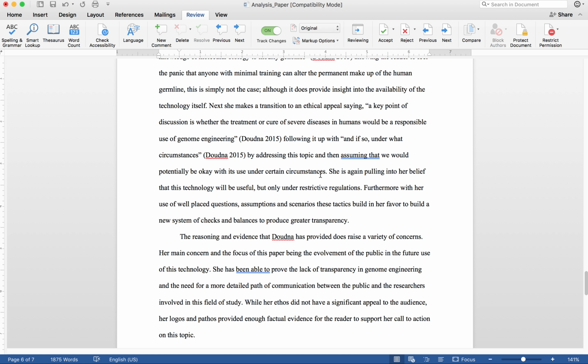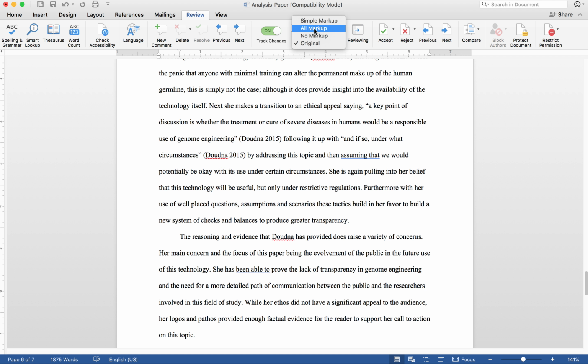So if we go back to the original, and if so, under what circumstances, then there's some a key point of this discussion is whether the treatment or cure of severe diseases in humans would be a responsible use of genome engineering. Following it up with, and so I'm assuming that in the original text, these different quotes are separated by some text, and so the best way to fix that is to add some ellipses.